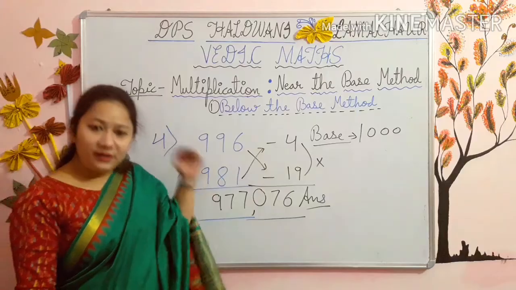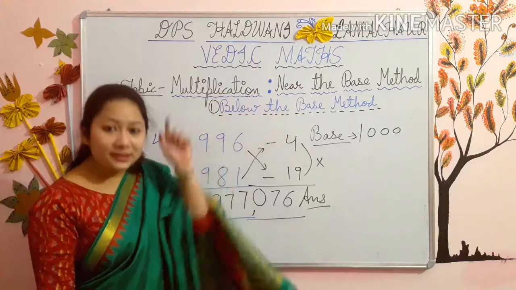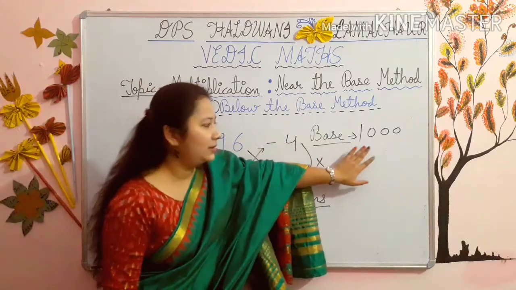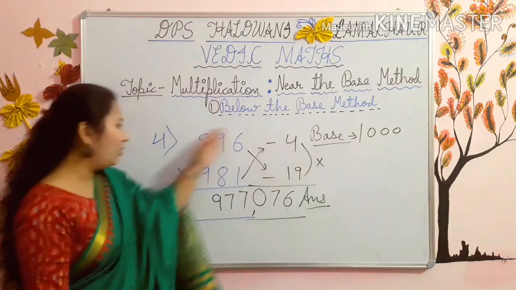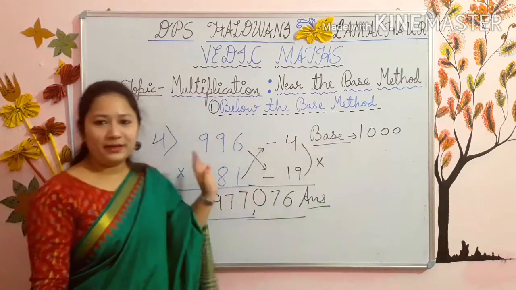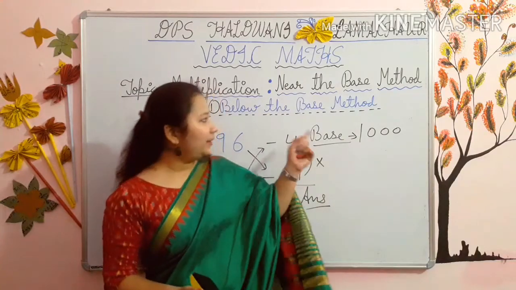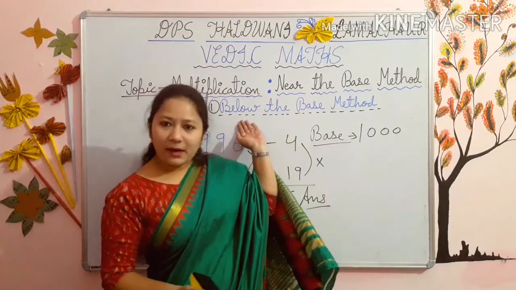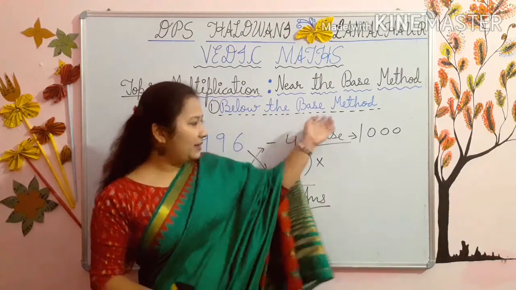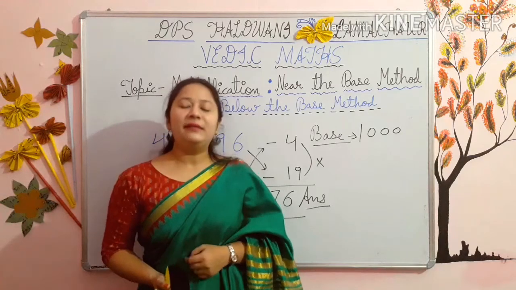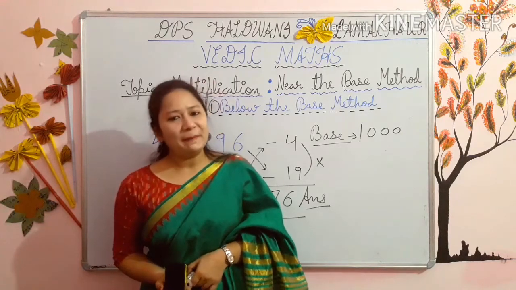In this, we have done today the below the base method. You can see that all your numbers are below the base. This is your base and these numbers are all below the base. Now students, in our next video we will take the same topic but the part will be different. Today is the below the base method. Your second part is the above the base method. You will find it really easy, students, if you practice it.